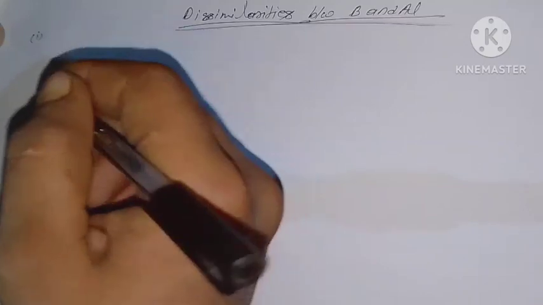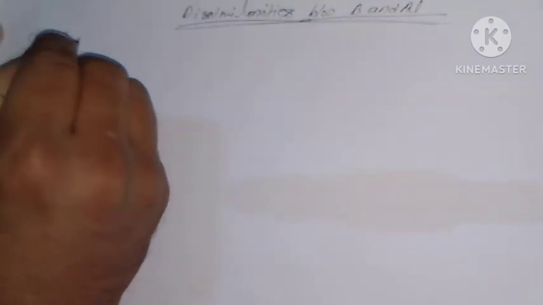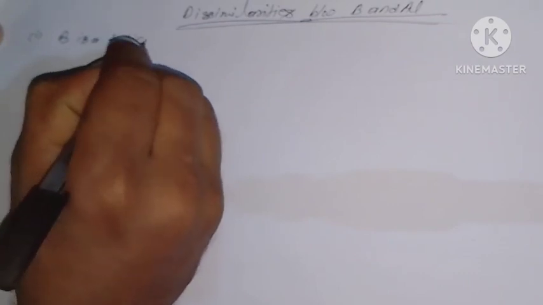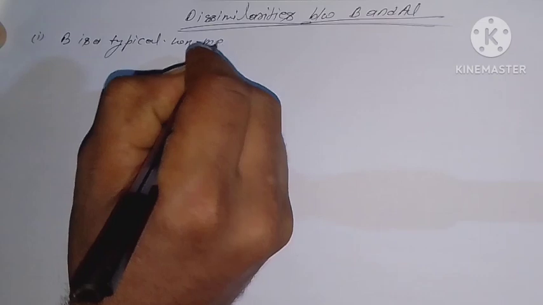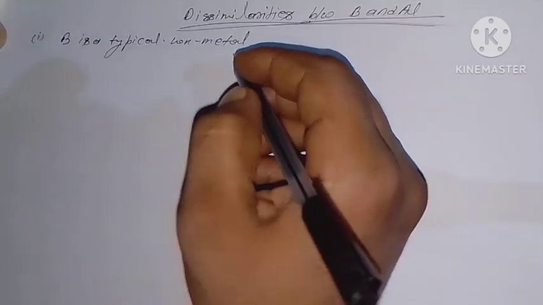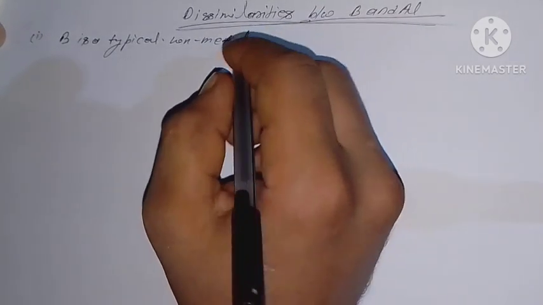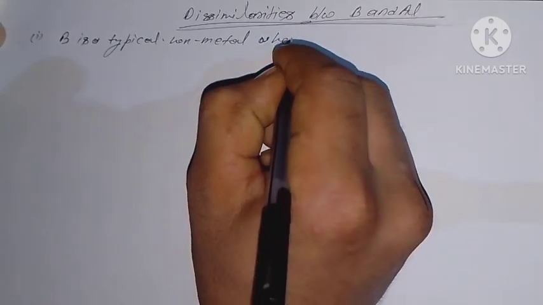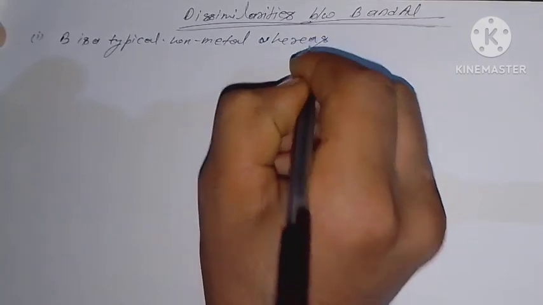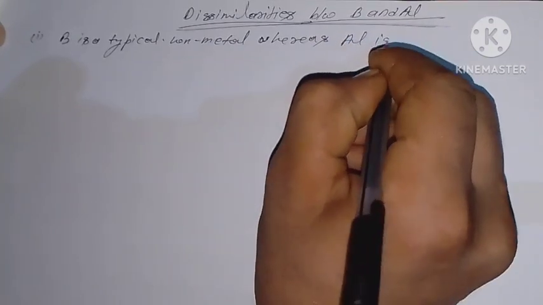Boron is a typical non-metal, whereas aluminium is a metal.